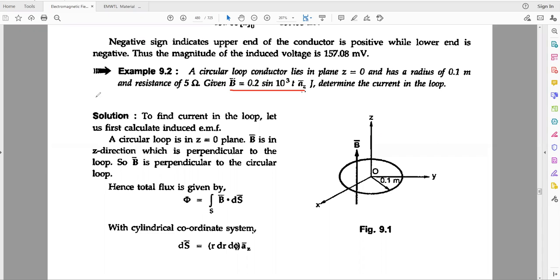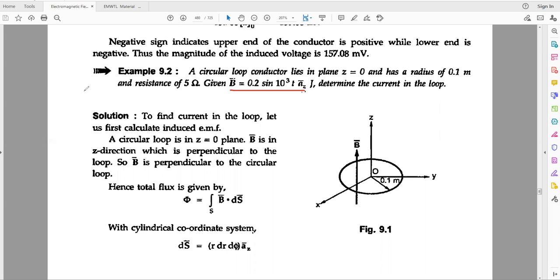Determine the current in the loop. We need to find the current here for the given data. What is the data given? The resistance is given as 5 ohms and B is also given, 0.2 sine 10 power 3 t AZ bar. Okay, and they are asking to find the current in the loop.